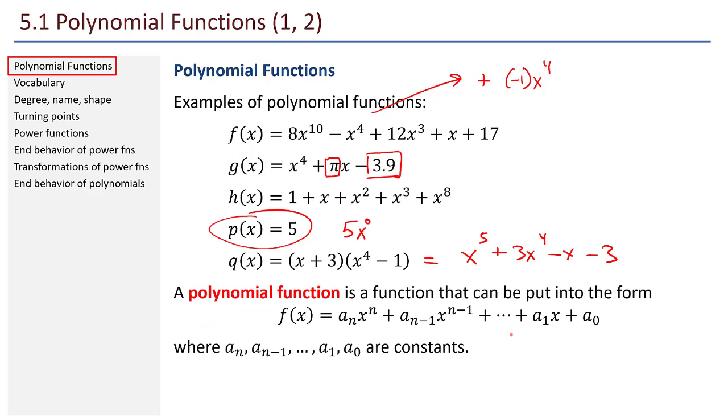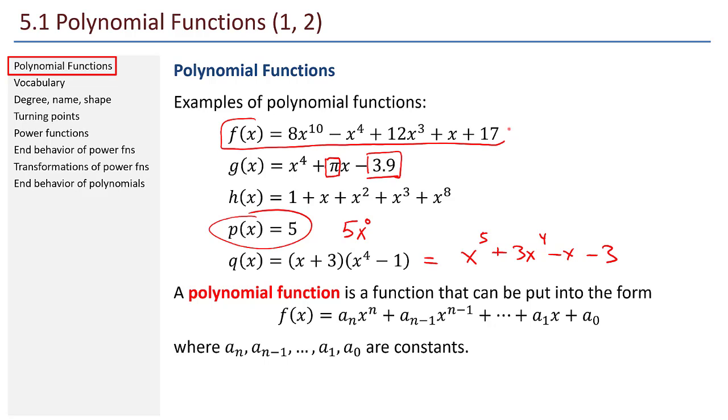Here is our official definition. A polynomial function is a function that can be put into the form f of x equals a sub n x to the n plus a sub n minus 1 x to the n minus 1 plus on and on, all the way down to a sub 1 times x plus a sub 0, where all of those a's are constants. Can you see what those a values are in the first situation?